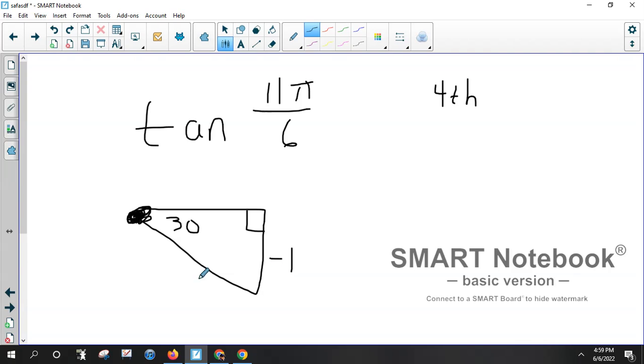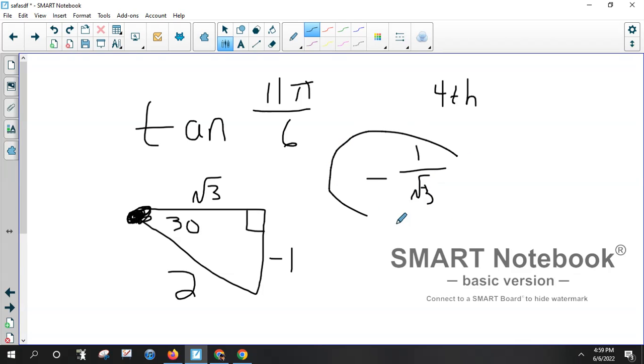Make my short leg my 1, and again it's negative because we had to go down to the fourth quadrant. Hypotenuse is double. Hypotenuse is always positive. And then there's my other side. Tangent, well, opposite over adjacent. Done. Negative 1 over square root of 3.